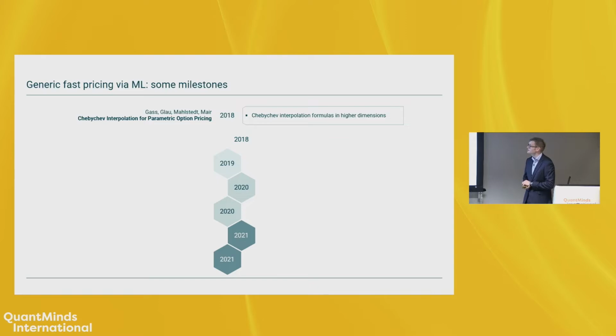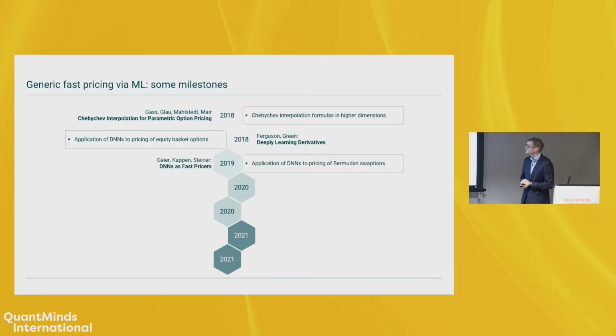So in 2018, Gaslau, Marstedt, and Meyer published a paper on how to do Chebyshev polynomial interpolation in higher dimensions. These are formulas in higher dimensions, not really numerically implementable due to the curse of dimensionality, but at least mathematically, that's where to find them. Then in the same year, Ferguson and Green applied deep neural networks to pricing equity basket options. Yesterday we saw another very interesting technique using tensor trains to do this in a fast way, but they use deep neural networks.